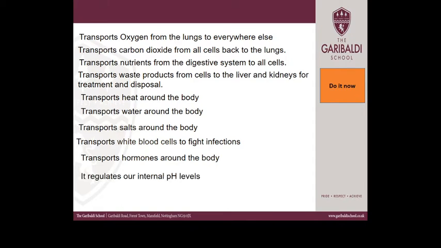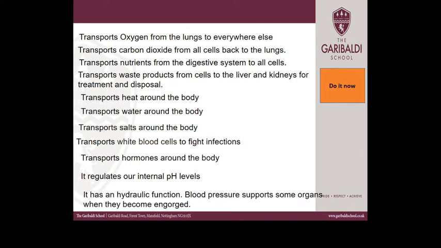it regulates internal pH levels. So remember we talked previously about enzymes and how they have an optimum pH. So this is what the blood does. It helps regulate the internal pH levels. It also has a hydraulic function. So it supports the blood pressure from the blood, some organs when they become engorged, so when they become big and swollen.